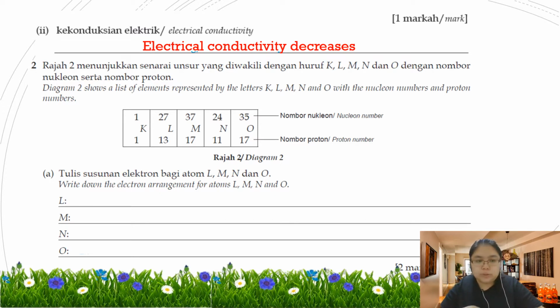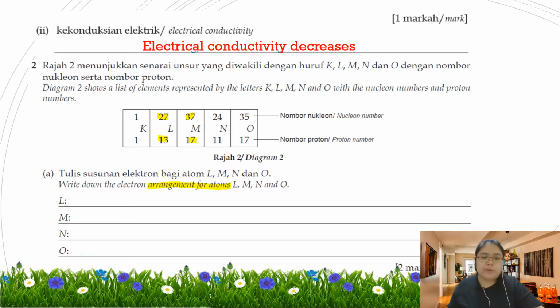Let's see number 2. The diagram shows a list of elements represented by the letters K, L, M, N, and O, with their nucleon number and proton number. How do we see the proton number and nucleon number? The big number is the nucleon number, because the nucleon number is protons and neutrons. The small number is just the proton number. So from here it is already labeled. First, they want you to write the electron arrangement of the atom, which means you write something like 2.8.1 or 2.8.8. No need to put the charge.